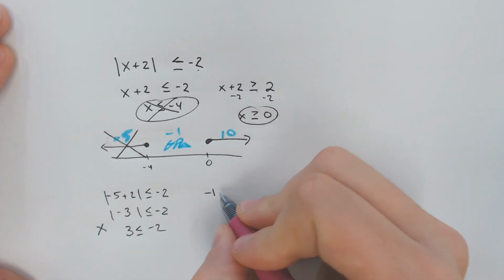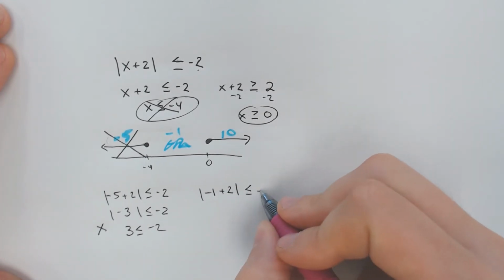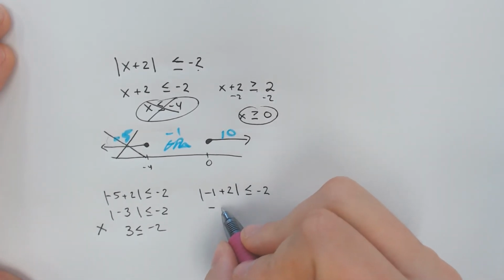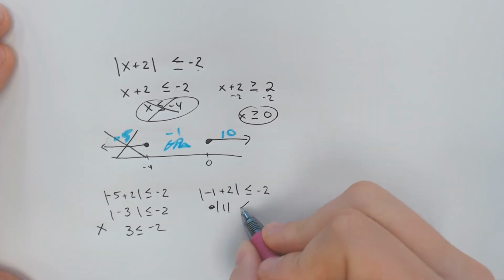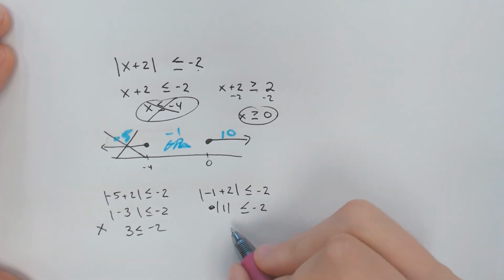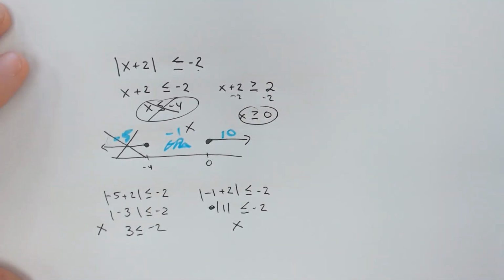So negative 1 plus 2, less than or equal to negative 2. That would give me negative 1 plus 2 is 1. Is the absolute value of 1 less than or equal to negative 2? Also no. So that didn't work, but we didn't expect that to work.